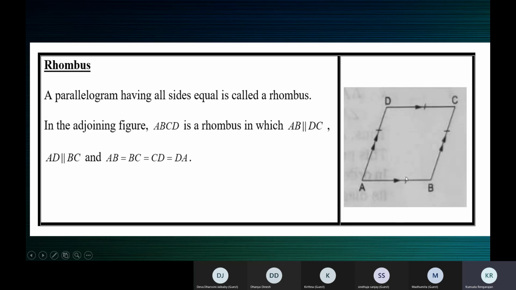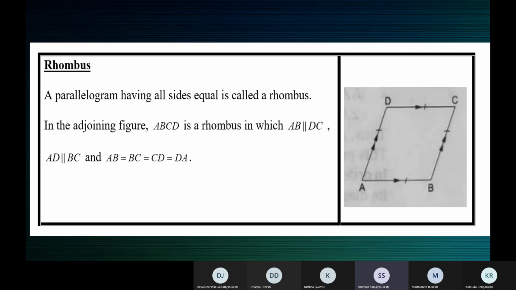And you can see they've marked AB, BC, CD, DA, all equal. All sides are equal, so it's a rhombus. Not only are the opposite sides parallel, but all sides are equal. If only opposite sides are equal, it's a parallelogram. If all sides are equal, it's a rhombus. This is the definition of a rhombus: a parallelogram in which all sides are equal. So, children, take a screenshot of this, write it down in your book first, and then the properties which I'm going to tell you. Write down properties of a rhombus.